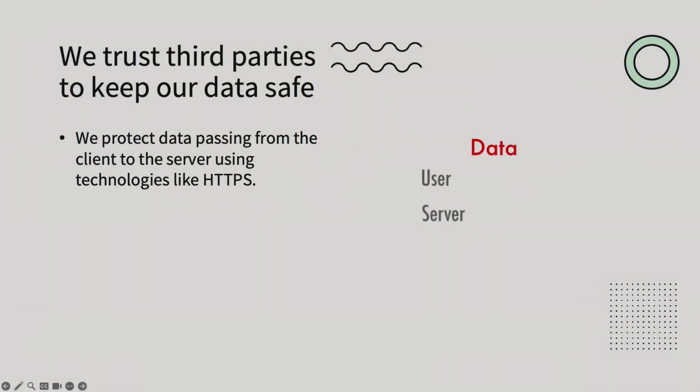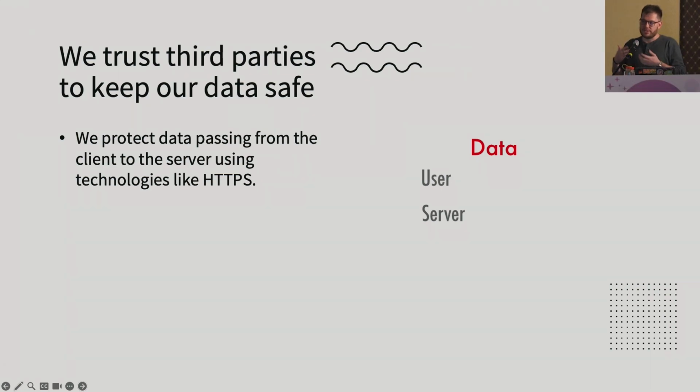So when we're transacting online and interacting with a server, we end up implicitly trusting third parties to keep our data safe. So what happens when we're actually interacting with a server?